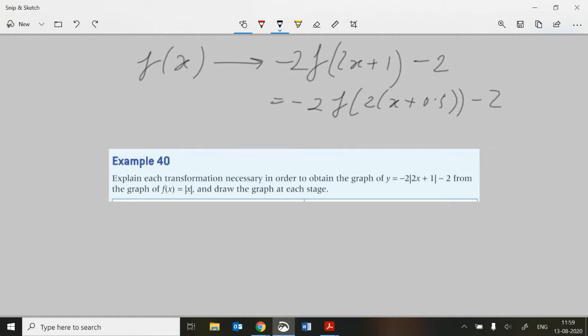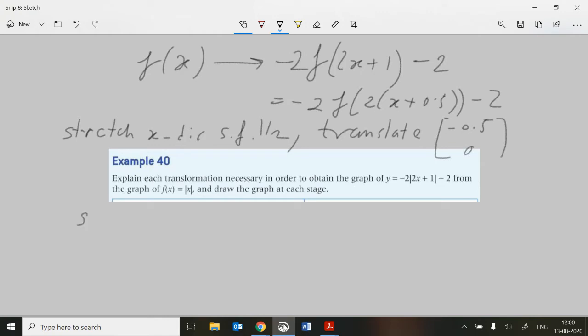So, explain each transformation necessary. Well, here we go. Let's deal with x first. We'll deal with a stretch in the x direction by a scale factor of a half, followed by, let's do all of the inside first, and then let's do the translation. Translate by -0.5 in the x direction.